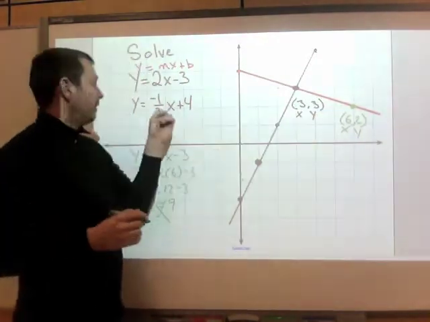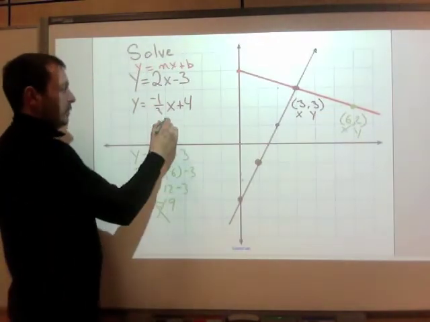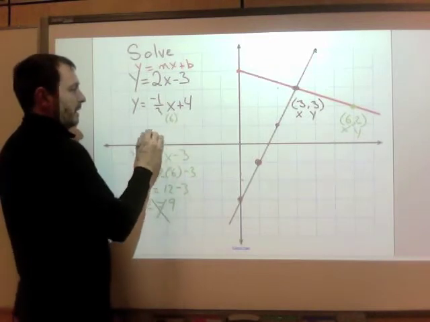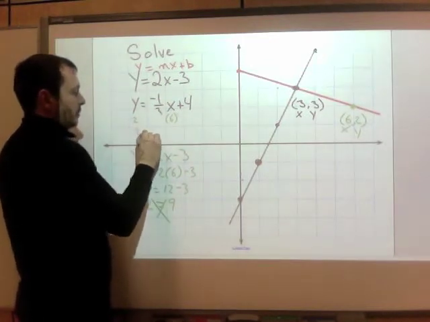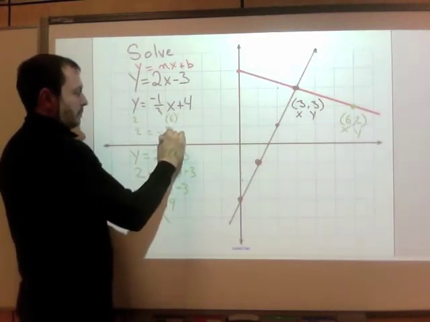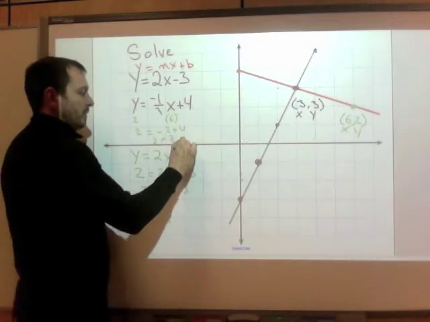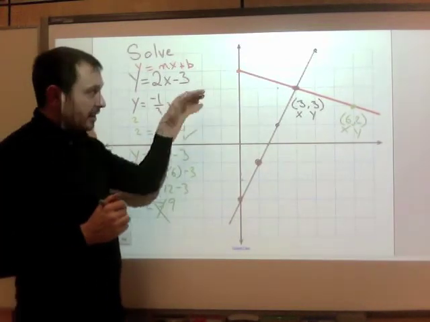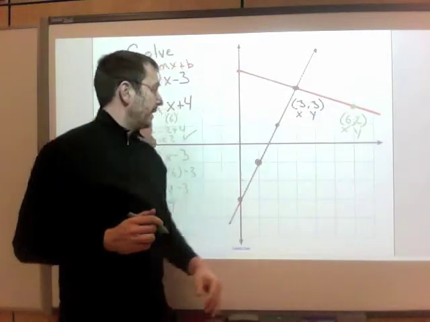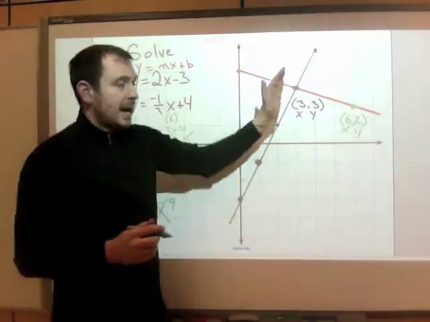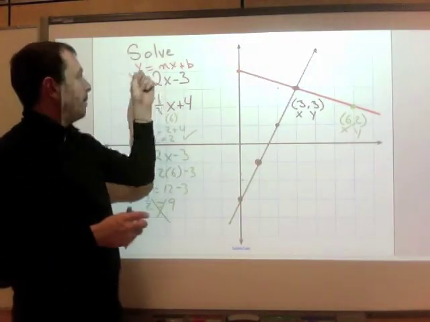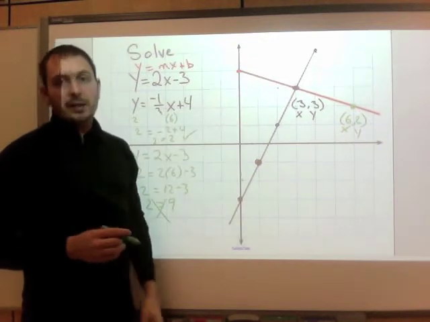It would work for the red one. We can do that really quick here. We'll put the 6 in for the x and the 2 in for the y. So 2 equals negative 2 plus 4. 2 equals 2. Yes, it does. So it did check for the red line because it is part of that line. But it did not check for the black line, so it did not solve both equations where they meet.